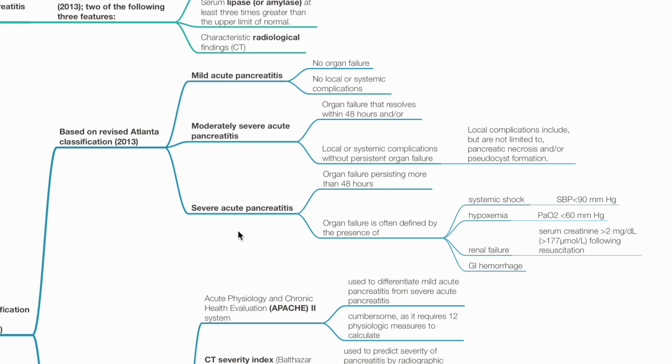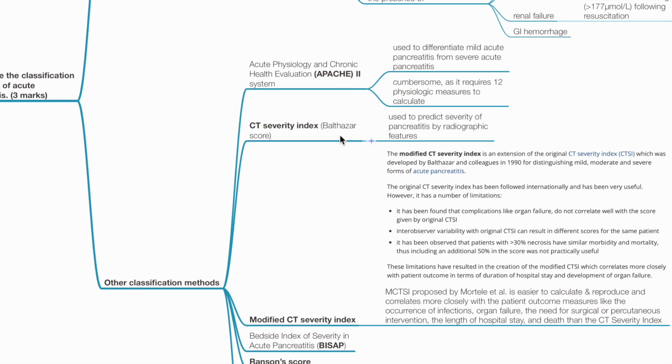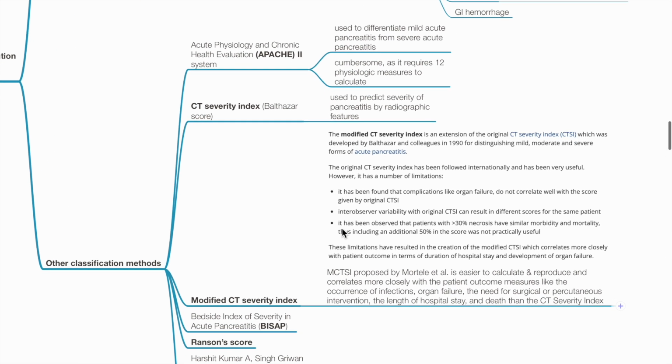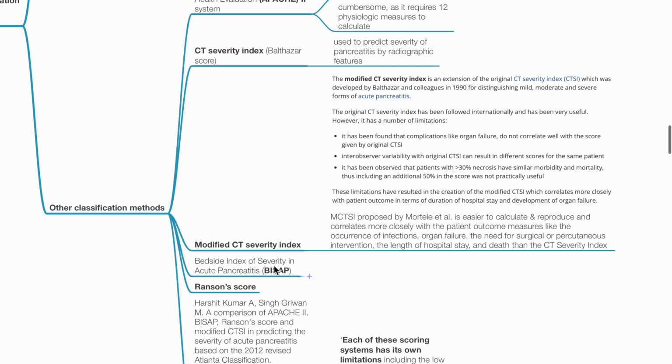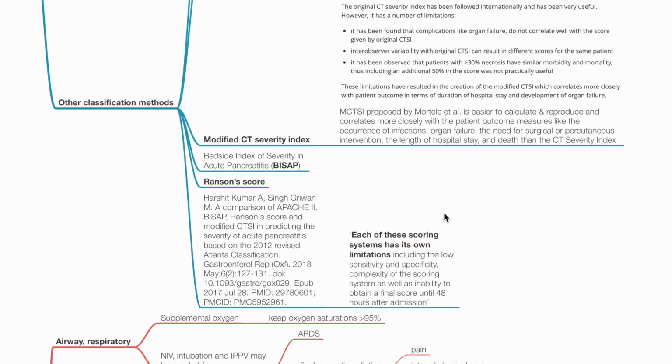Severe acute pancreatitis has organ failure persisting for more than 48 hours. Examples of organ failure include systemic shock, hypoxemia, renal failure, and GI hemorrhage. Other classification methods, such as those based on Apache-2 system, CT severity index, modified CT severity index, bedside index of severity in acute pancreatitis, and Ranson score, have various limitations such as low sensitivity or specificity, complexity of scoring, and inability to obtain final score until 48 hours after admission.